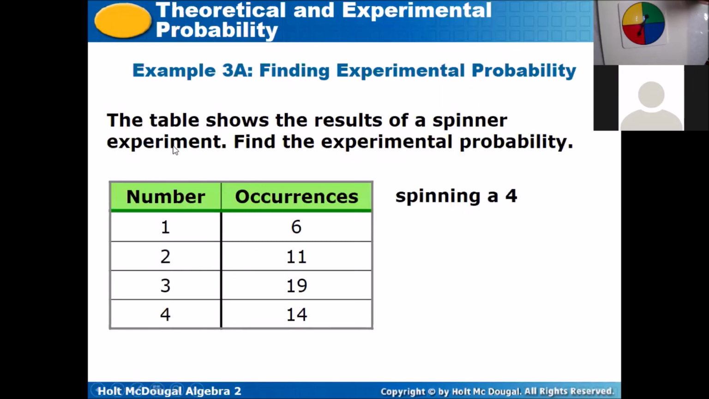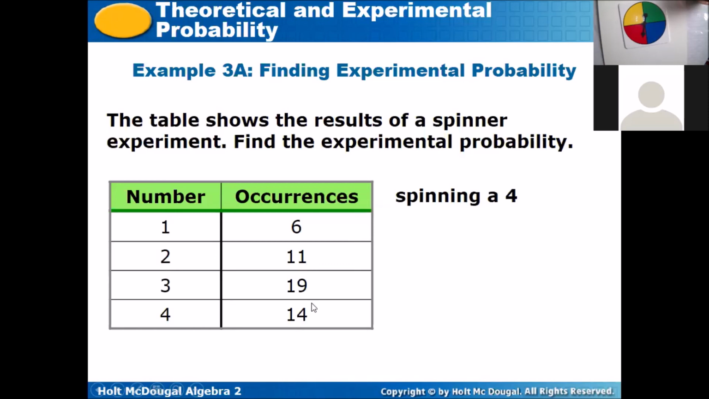It says find the experimental probability. The table shows the results of a spinner experiment. So this time, instead of having one like this, it would have the numbers 1, 2, 3, 4 on it, right? So when they actually spun it, they got the 1 6 times, and they got the 2 11 times, and the 3 19 times, and the 4 14 times.